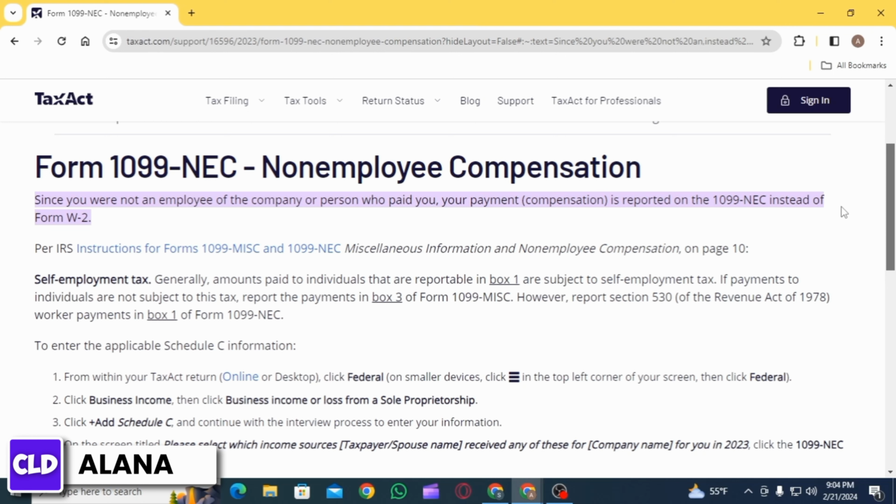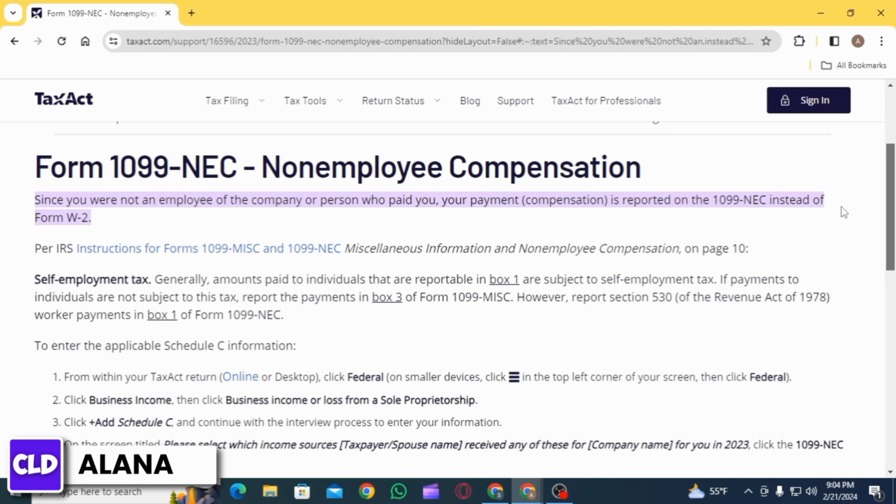If you earned income as a non-employee contractor, the business or individual you worked for may issue you a Form 1099 NEC at the end of the tax year. This form will detail the total amount of compensation you received for your services.